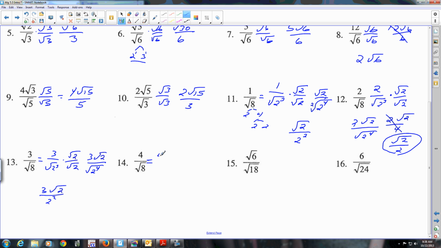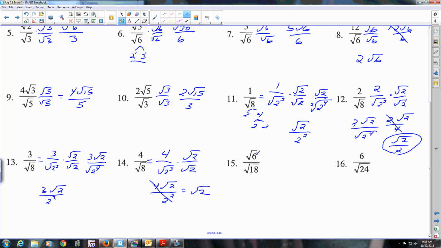This is 4 over, whoops, getting carried away. Jumping ahead. 4 over the square root of 2 cubed. So then this becomes times square root of 2. So you have 4 square roots of 2 over 2 squared, which is 4. So that cancels out. So you just get the square root of 2.